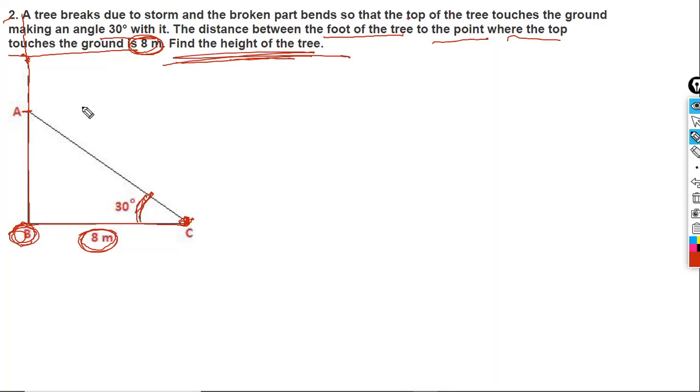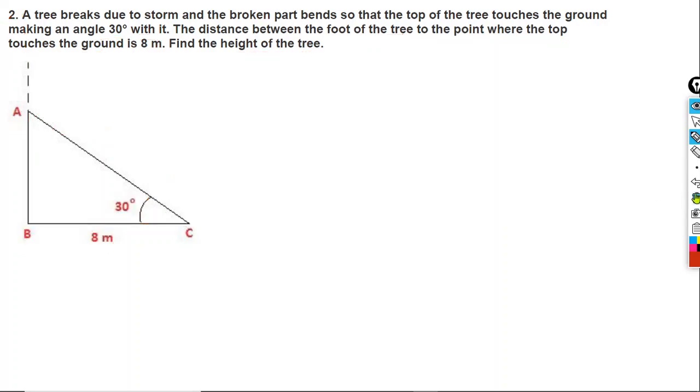Height of the tree means AB, and the broken part is AC. So we have to find AB plus AC. Okay. Now you have angle C and BC. By this you can find the length of AB. Then after that we can find the length of AC also. Then we will add both of them. Let's start it.